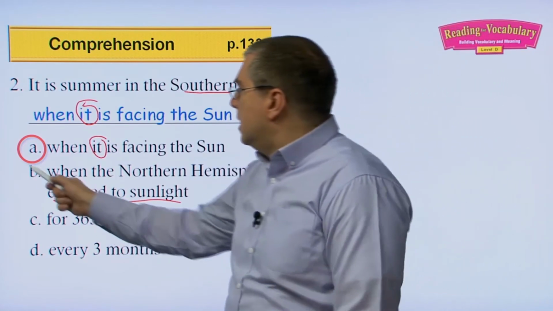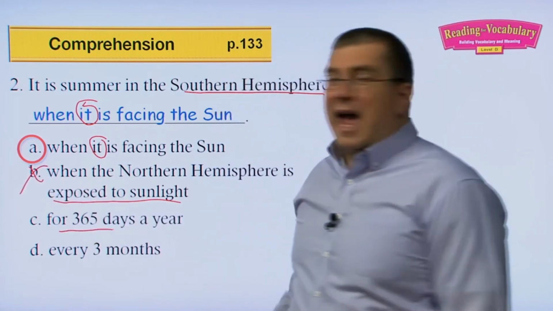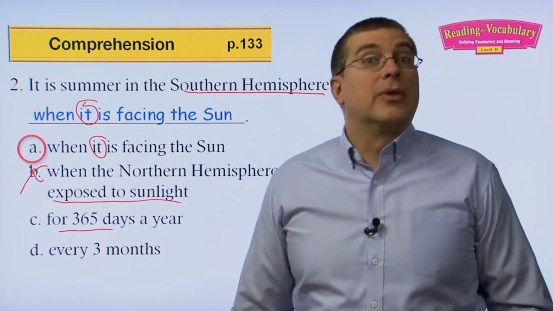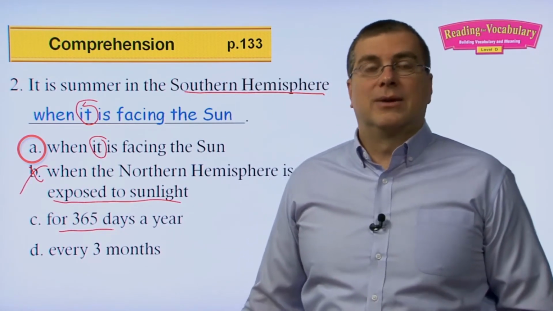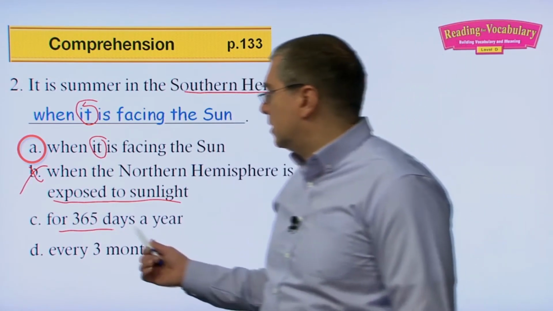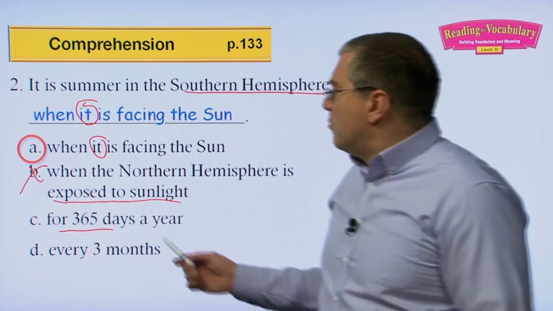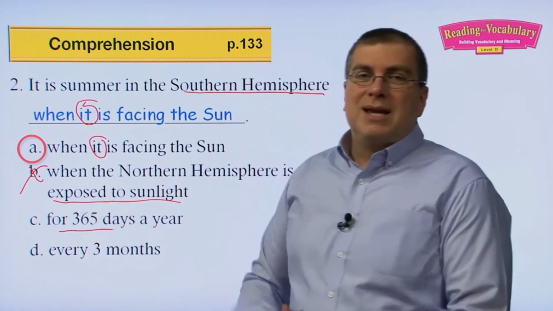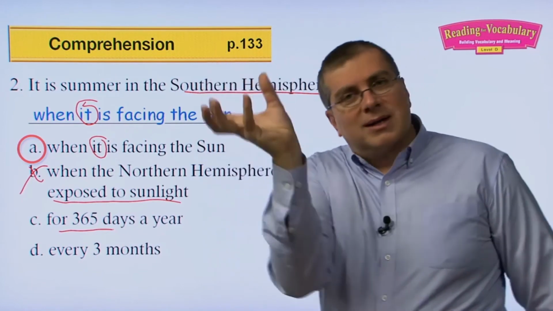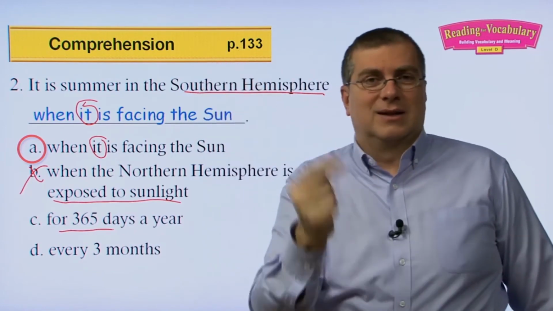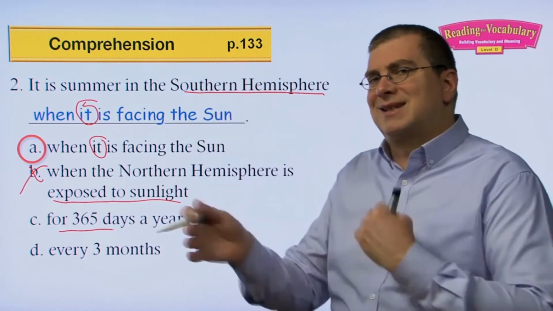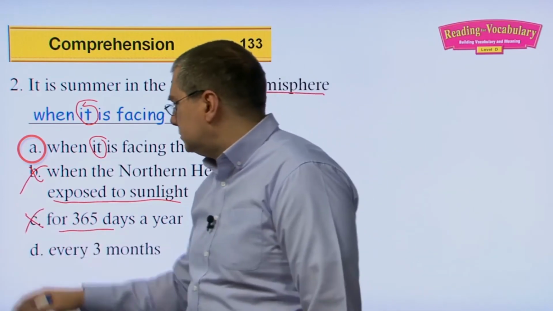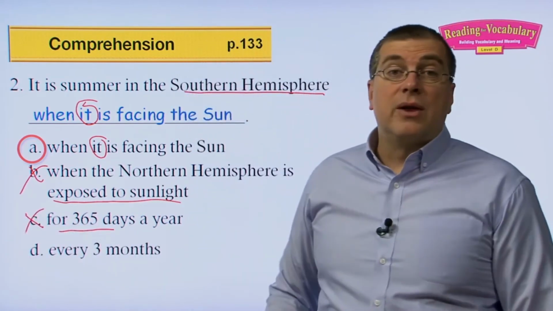So that's not true. For 365 days, how many days are there in a year? 365 days in a year, depending on whether it's a leap year or not. But anyway, that would mean that there's no change, or that the southern hemisphere is always facing the sun. But that's not true. We know that. It's a 6-month cycle.